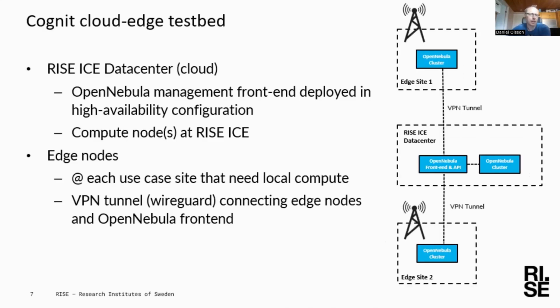And together with OpenNebula, we are a member of the Cognit project, and our responsibility was to set up the edge and cloud testbed. So we used the same kind of blueprint that we already have to set up this environment. So we have already installed the OpenNebula front end at the ICE data center, and the plan here is for each use case site to connect their local compute using WireGuard VPN tunnel to the OpenNebula front end at the ICE data center.